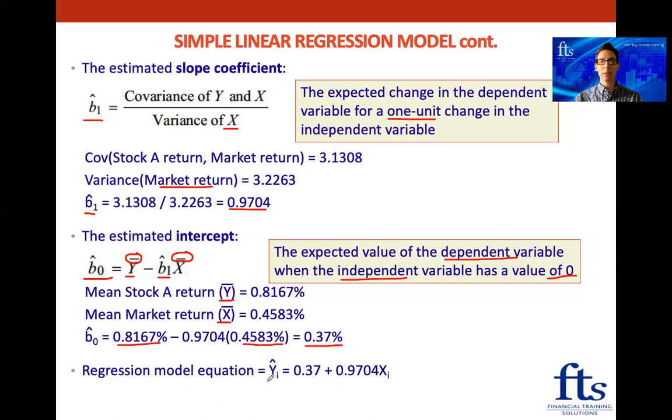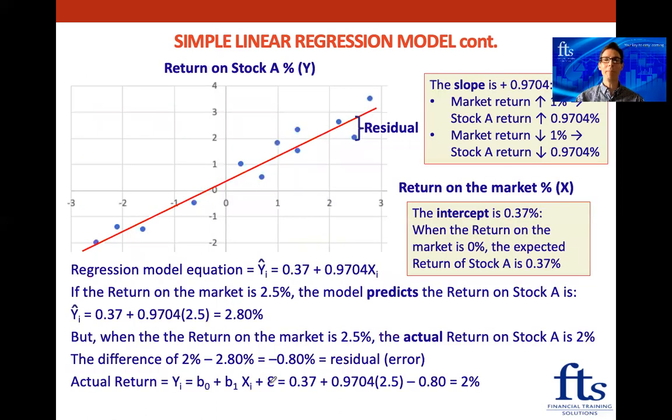So the estimated or predicted value of y is going to be our intercept, the 0.37, plus our slope coefficient, the 0.9704, multiplied by the independent variable, whatever its value is. We plug that in, and that gives us an estimated value for our dependent variable. So let's give the example a try.